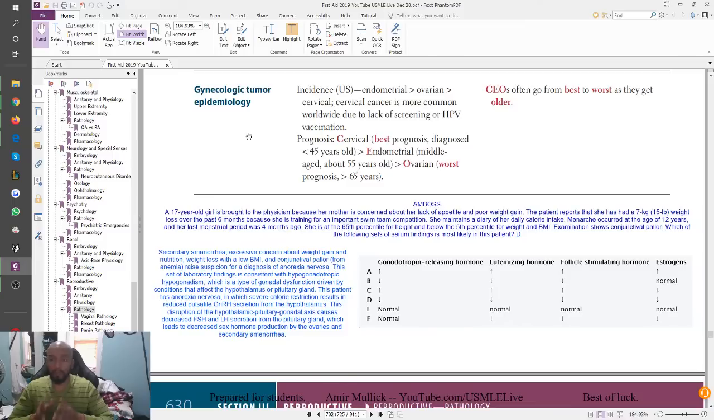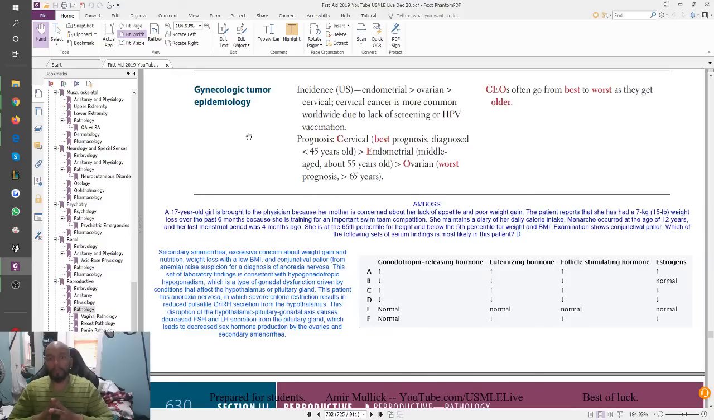Examination shows conjunctival pallor, which is definitely very significant. Remember, physical exam and lab results are very, very significant. Everything else is just a story, kind of there to throw you off, somewhat guide you. Which of the following sets of serum findings is most likely in this patient?